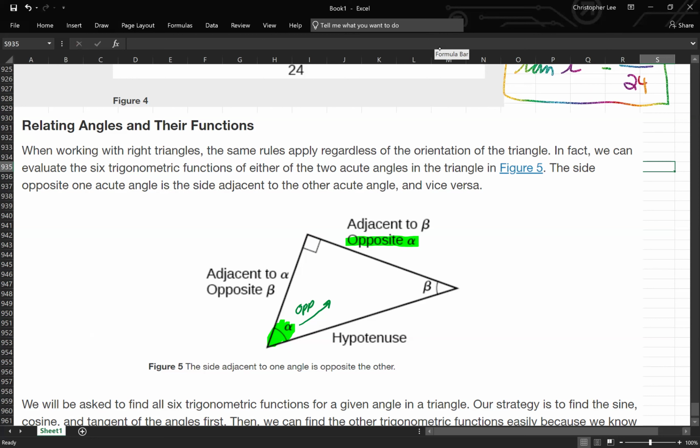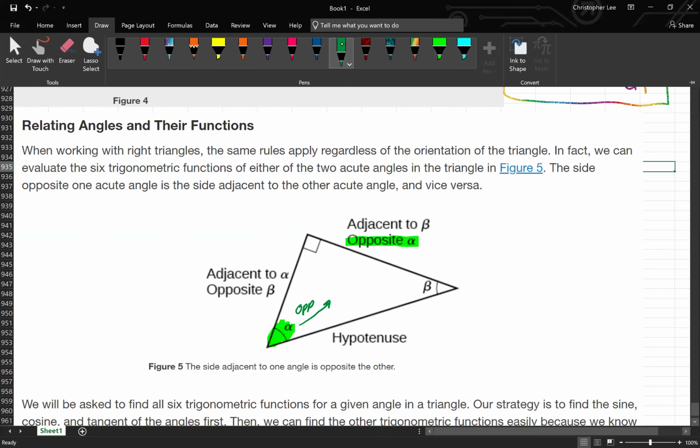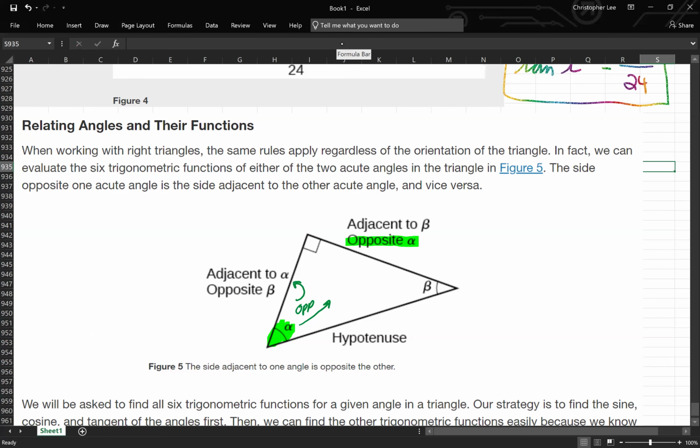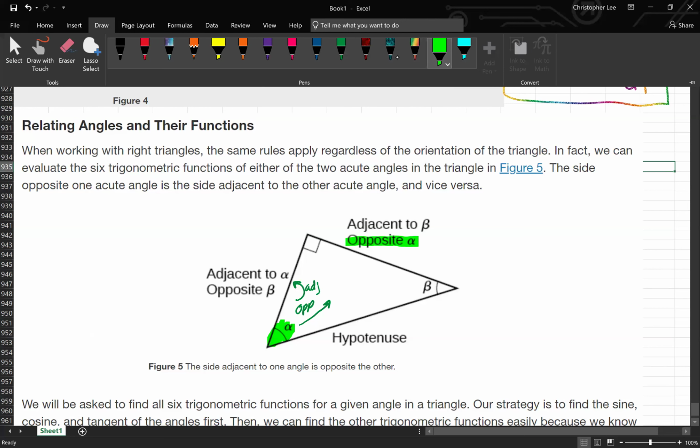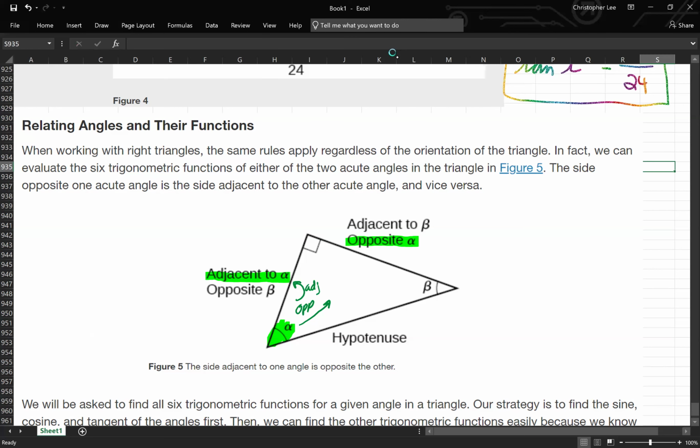Adjacent means next to. Adjacent to alpha is this leg right here. That's the adjacent to alpha, right? And of course, the hypotenuse is the hypotenuse. It never changes. It's the same for everything, right?